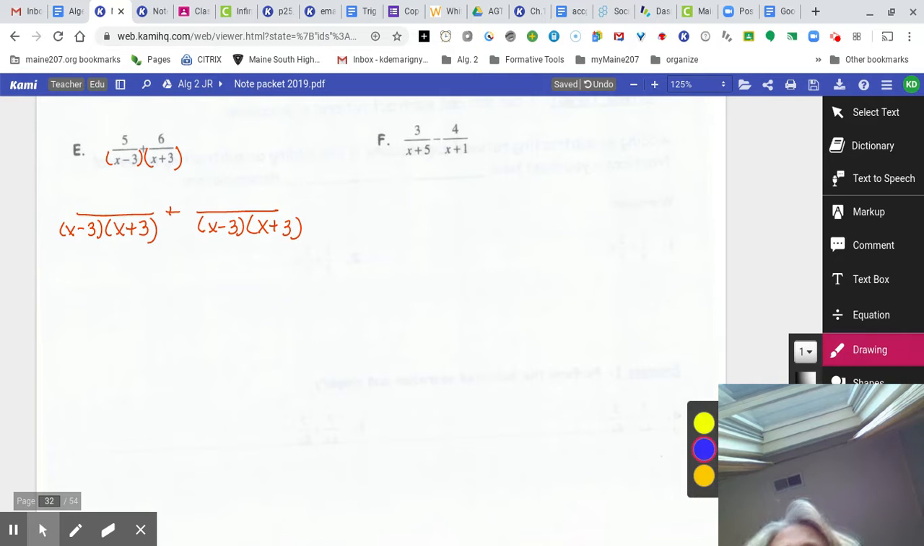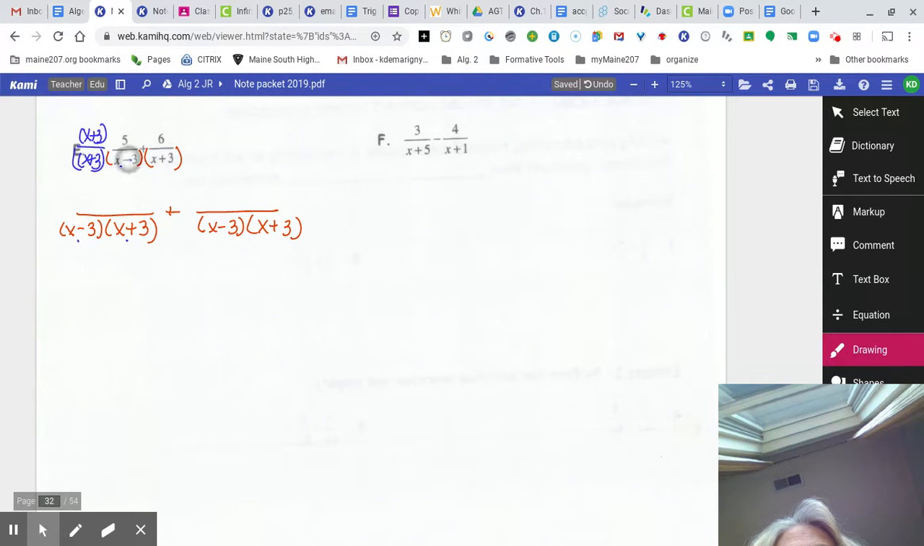So when I go back to look at putting these now, my new numerators, I already have the x minus 3, so the one I'm missing is this one. So I'm missing x plus 3 over x plus 3. That's how I made this one become x minus 3, x plus 3. So in the numerator, I'm going to go ahead and distribute this together. 5 times x is 5x, and 5 times 3 is positive 15.